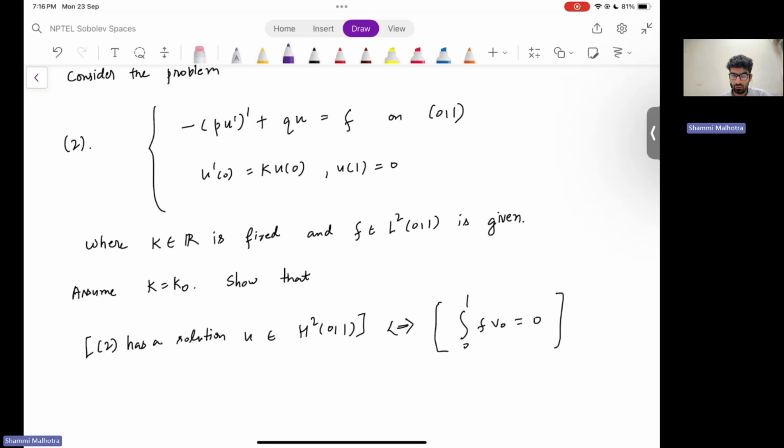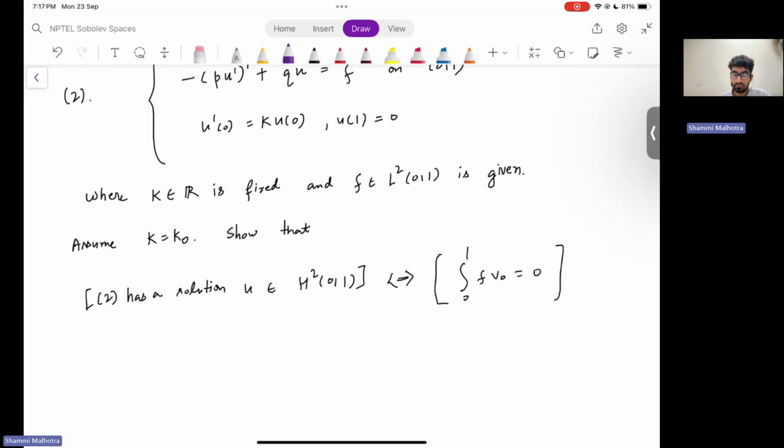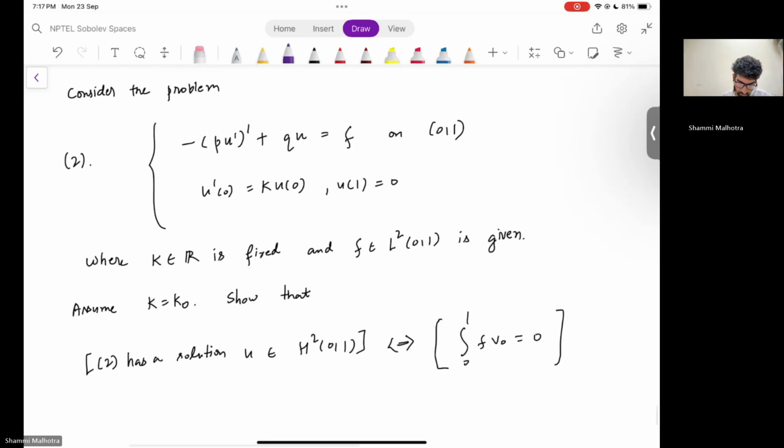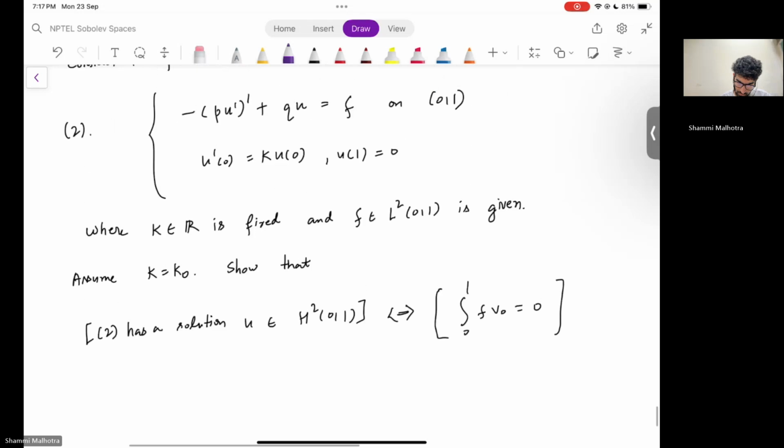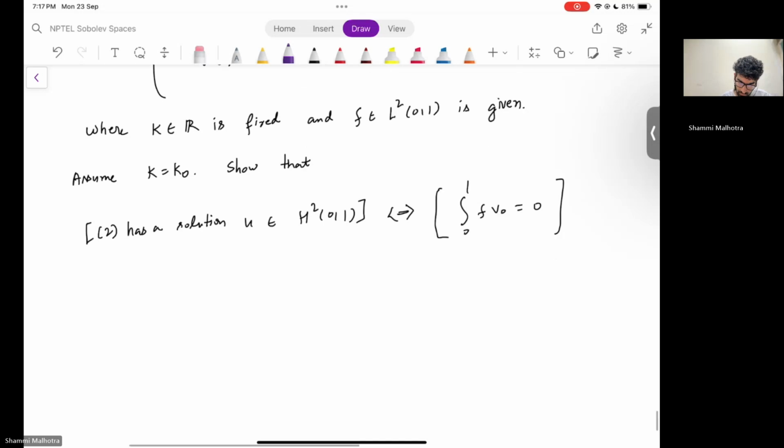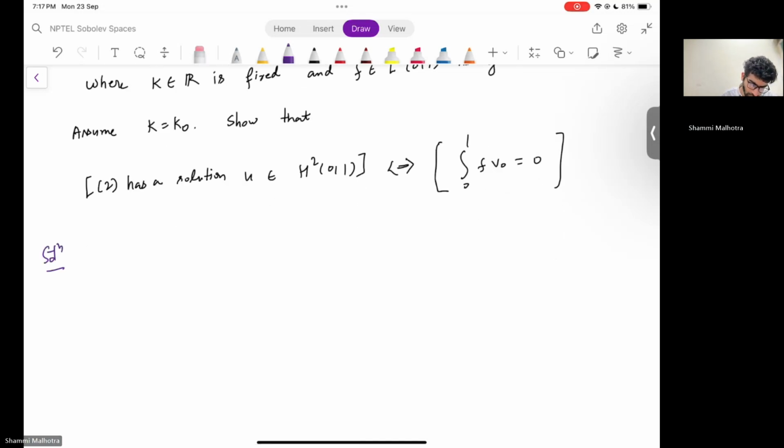So we have to prove this, and to prove this, what we can do, we can start investigating the idea that we can take this solution. So forward direction. So assume that 2 does have a solution.